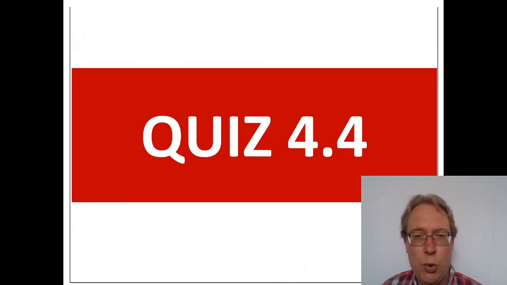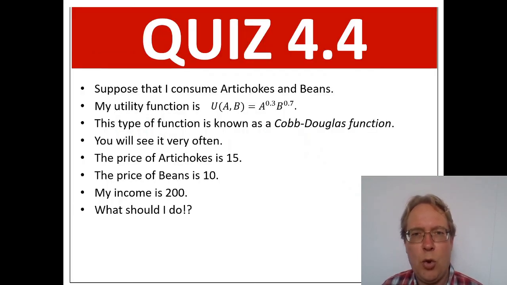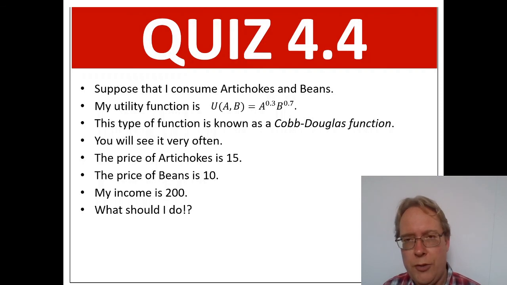Which brings us to the quiz for 4.4. So you can feel it coming perhaps. This is a similar question, again, about artichokes and beans. This is my utility function. In this case, price of artichokes is 15, that of beans is 10, and my income is 200. What is my optimal consumption bundle? Please stop this video, calculate this, and then continue to check whether your answer is correct.